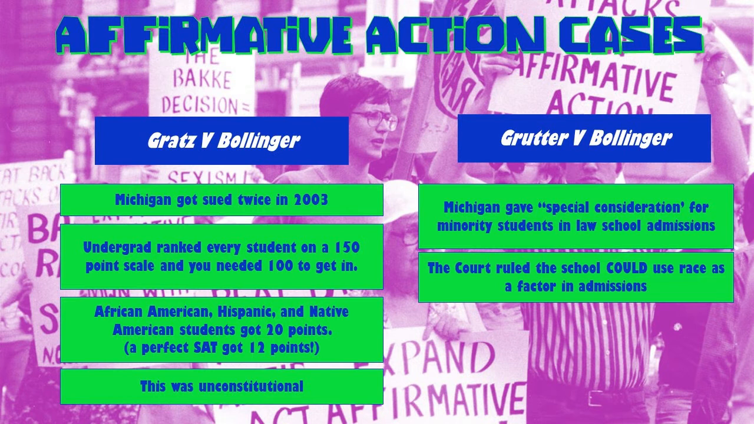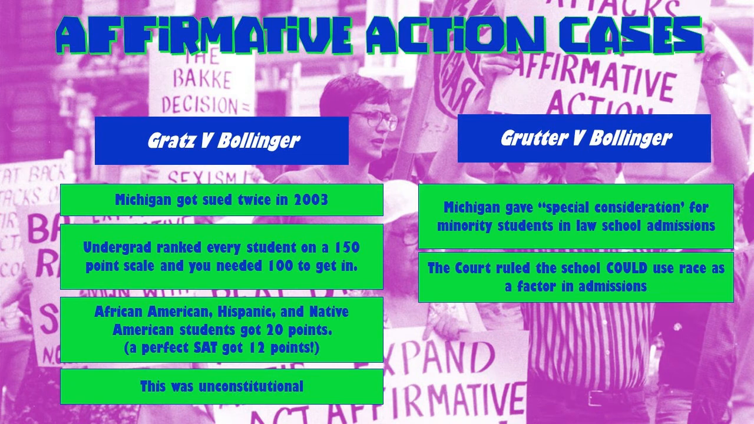So your class rank would be a certain number of points. The teams that you were on would be a certain number of points, all that kind of stuff. They were basically scoring your resume. And they wanted to increase diversity of their student body. So for African American, Hispanic, and Native American students, they got 20 points for being from an underrepresented racial group. And so that would definitely help more people get into the school. Now you see here a perfect SAT score is only worth 12 points. So this was challenged in court.